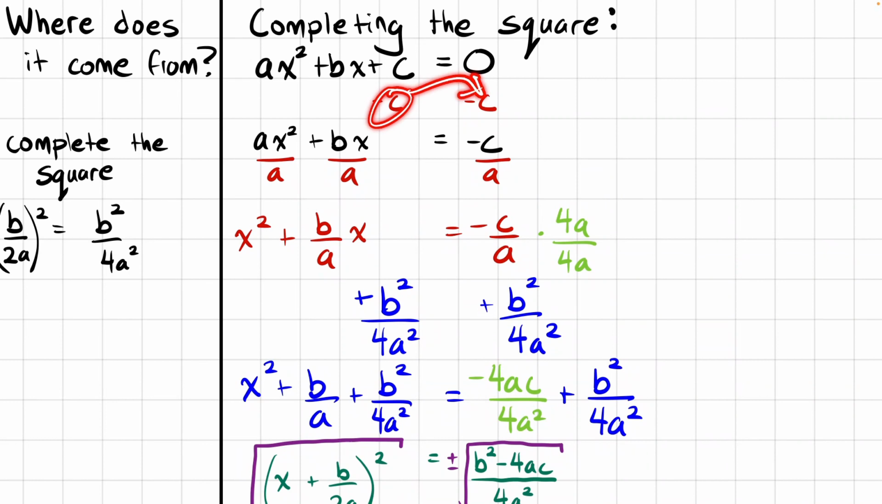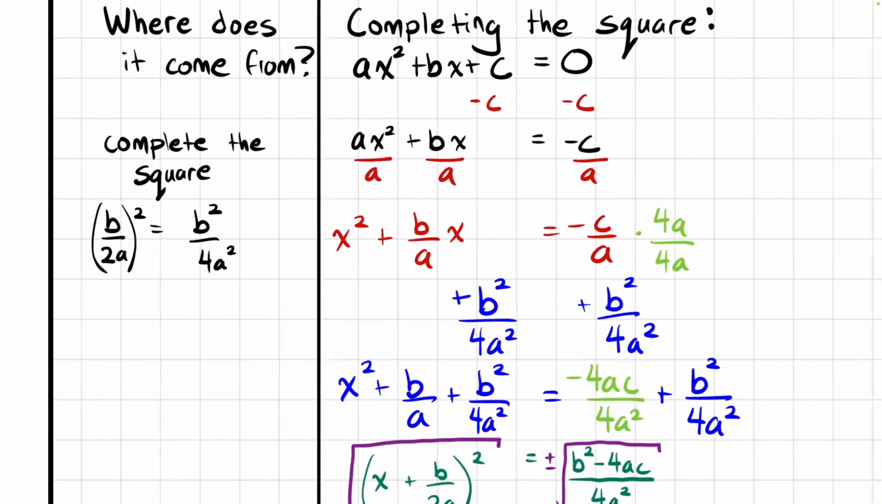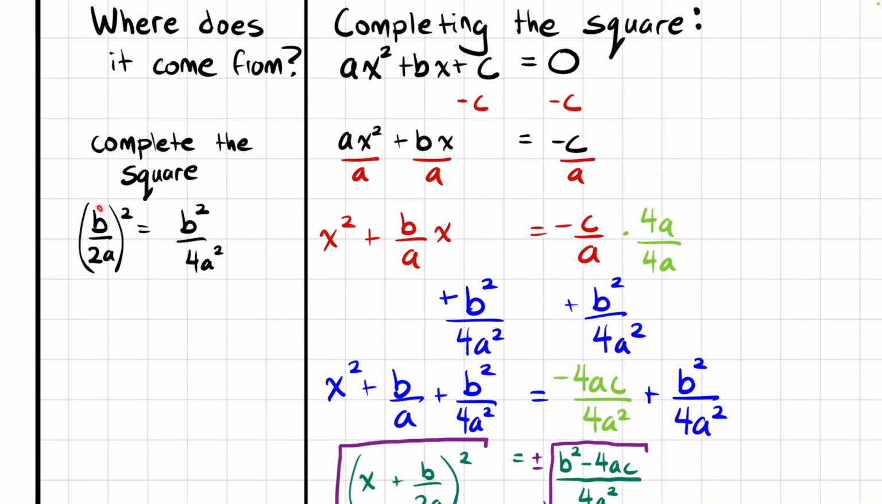We move the c to the other side to make some room. We have to get rid of this coefficient, so we divide everything by a. Once we have everything divided by a, we need to find the term that completes the square. Half of b over a is b over 2a. We square it. B squared is b squared. 2 squared is 4. A squared is a squared. This is the number that completes the square, and we add that number to both sides.